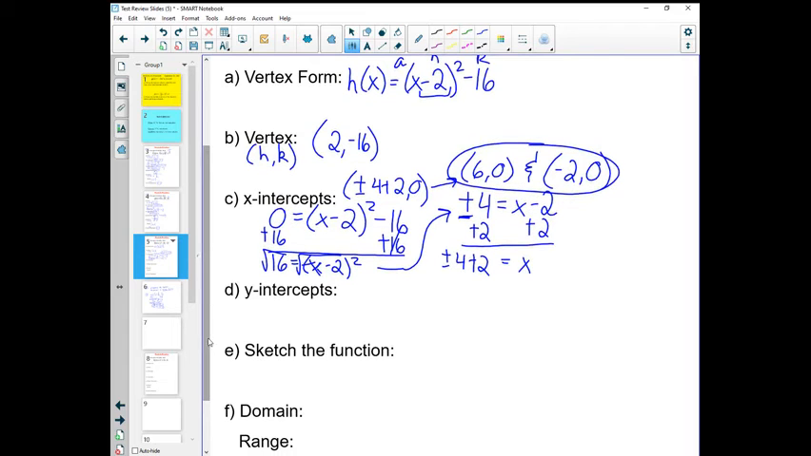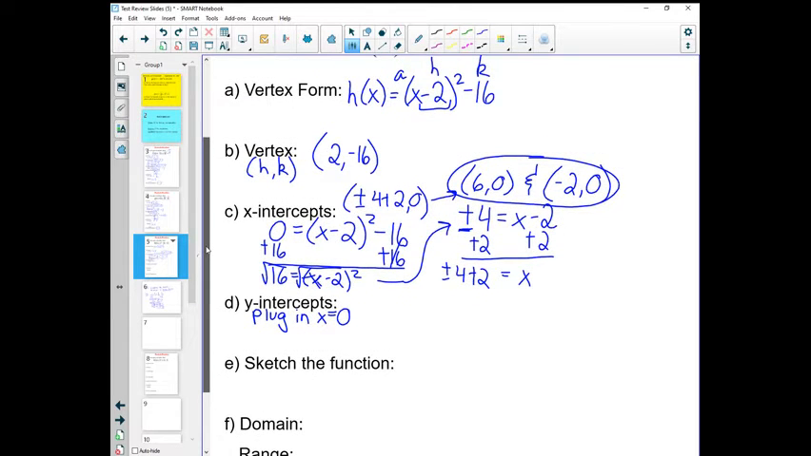The next question states, find the y-intercept. That is found by plugging in x equals 0 into our vertex form. So that's what I'm going to do. H of 0 equals 0 minus 2 squared minus 16. Now to simplify that, negative 2 squared is positive 4. Minus 16 is negative 12. So the y-intercept is 0, comma, negative 12.